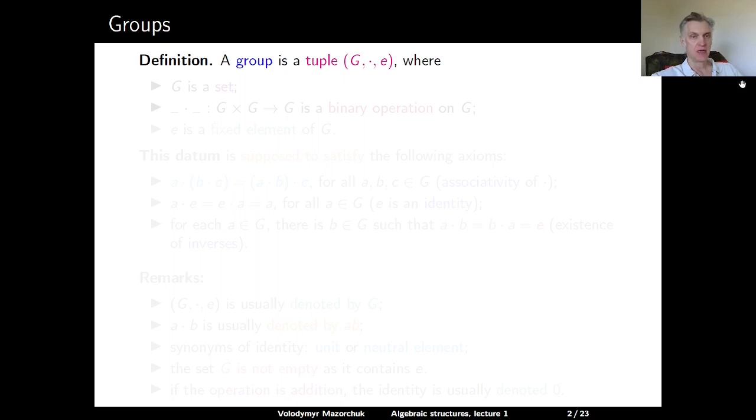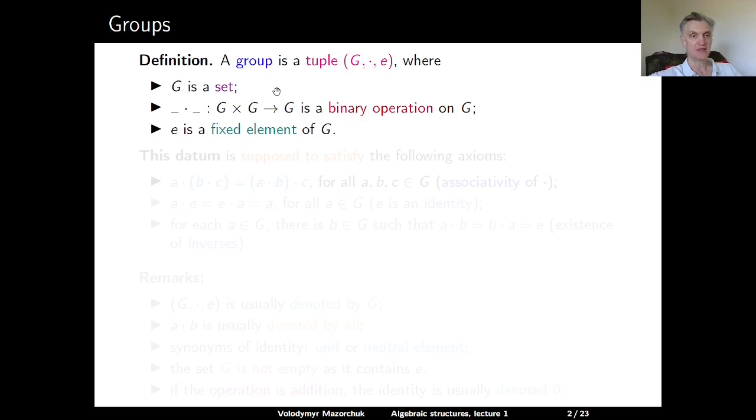Definition. A group is a tuple which consists of a set G, a binary operation on G, usually denoted by dot, and the fixed element E of the set G. This datum is supposed to satisfy the following axioms.